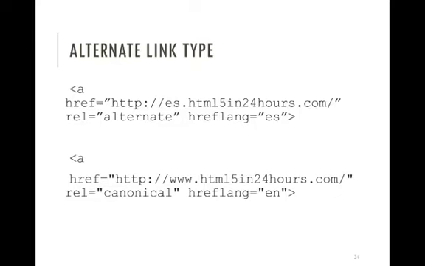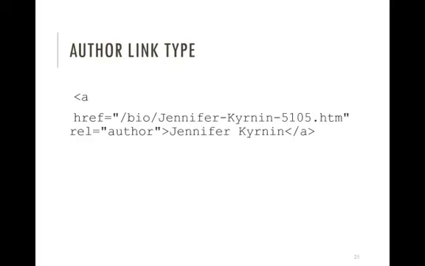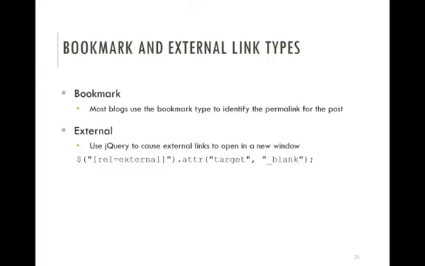Here's an example of the alternate link type. And here's an example of what the author link type looks like. If you want a bookmark or to put in an external link, we do that by getting the bookmark type to identify the permalink for the post, whereas for external link types, we use jQuery to cause an external link to open in a new window.